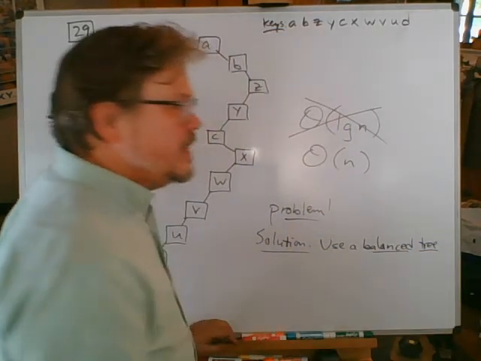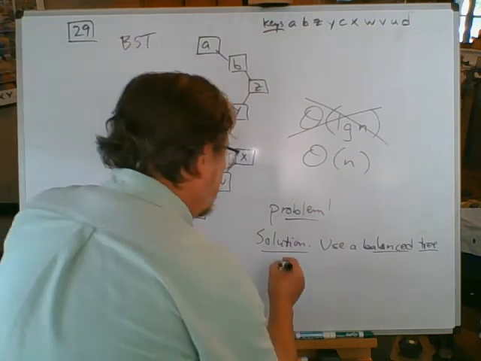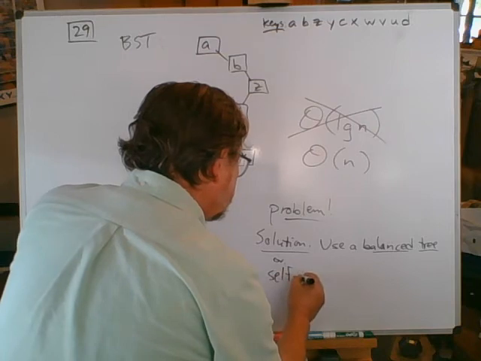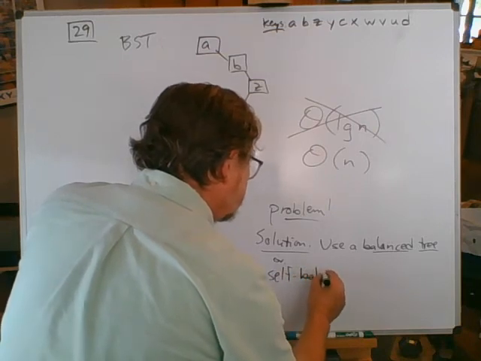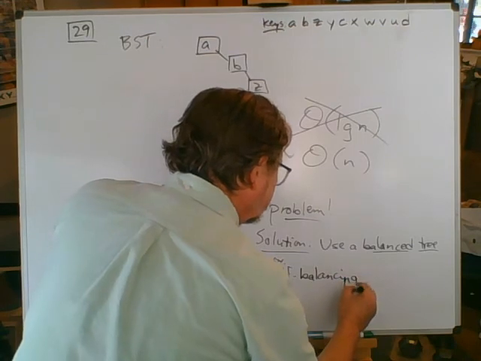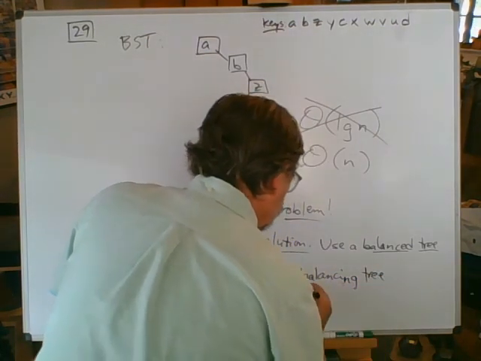A term for these things that I like even better, it sounds like robots, automatic, all that stuff, is also known as a self-balancing tree. The tree knows how to balance itself. Self-balancing tree. Sounds cool, doesn't it?